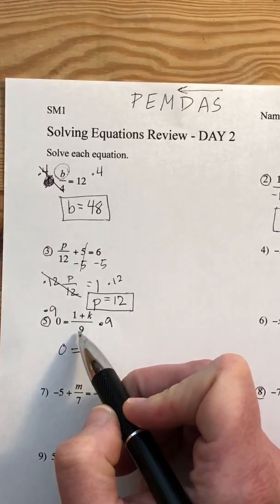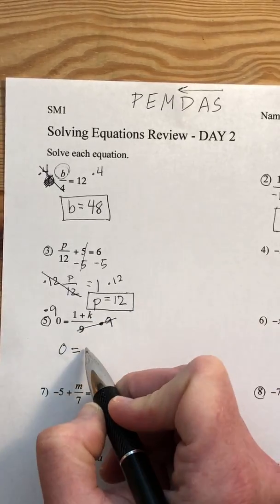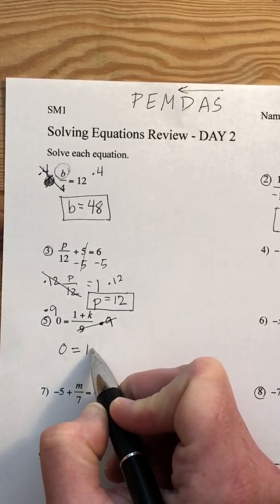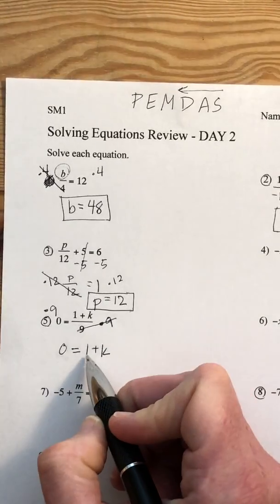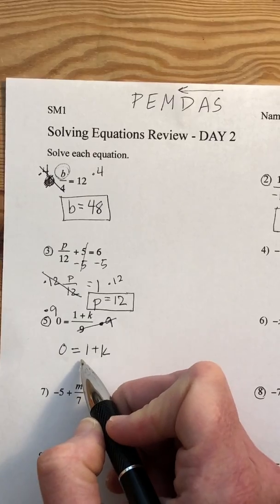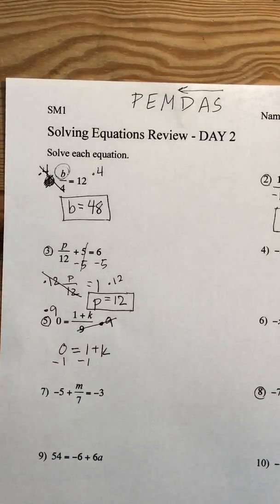Equals, you multiply this 9 by that 9 and they cancel out. So you're just going to bring down the 1 plus k. Now to get that k alone, you have to get rid of the 1. Right now it's adding 1, so we're going to do the opposite and subtract 1 from both sides.